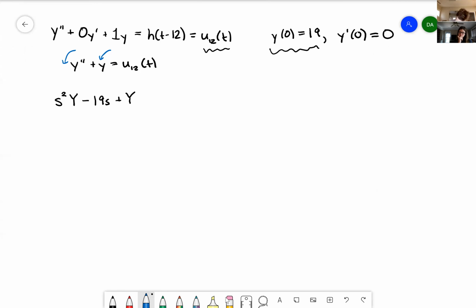Now, with this y here, you'll see that the equation will change. This was e to the minus 12s over s. And so let's see, what do we get now? s squared plus 1 times y equals e to the minus 12s over s plus 19s.